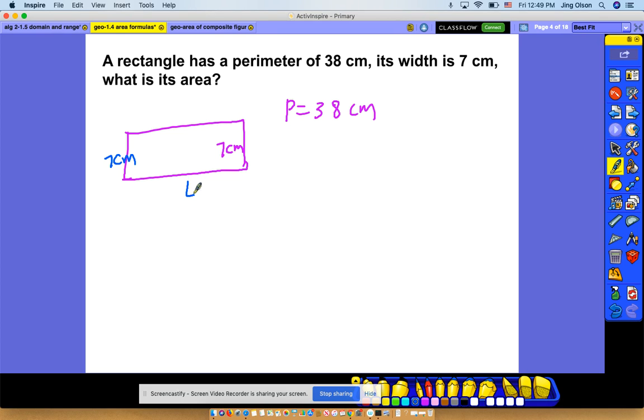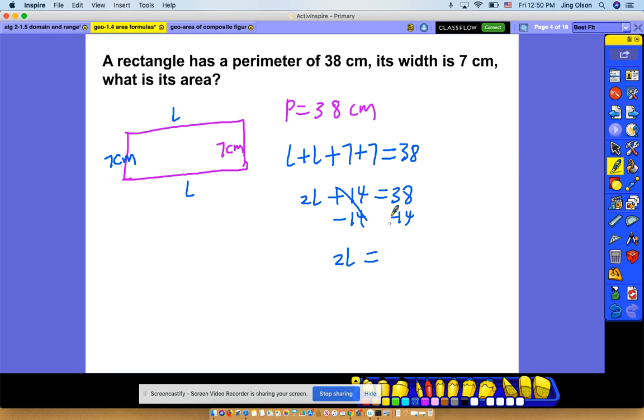So let's go ahead and find the length. What's the length? Okay, so length plus 7 plus 7 is equal to 38. So 2 length plus 14 is equal to 38. So you subtract 14. So you do 38 minus 14 is 24. Then you divide it by 2. So the length is 12. So this is 12.